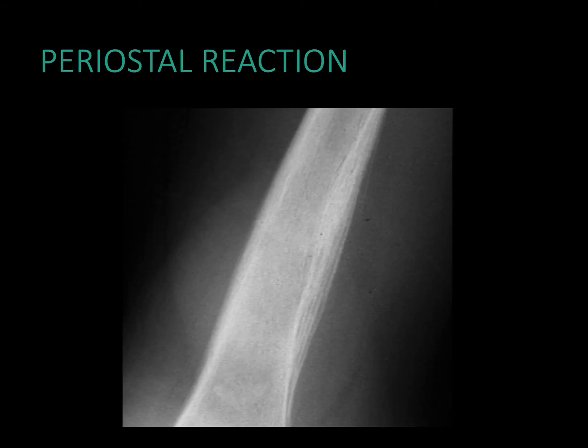And here you see the periosteal reaction. You see this kind of onion peel portion. This is more of a malignant tumor property, where it lines up and forms these lines. And that's called a periosteal reaction or a periosteal lifting.